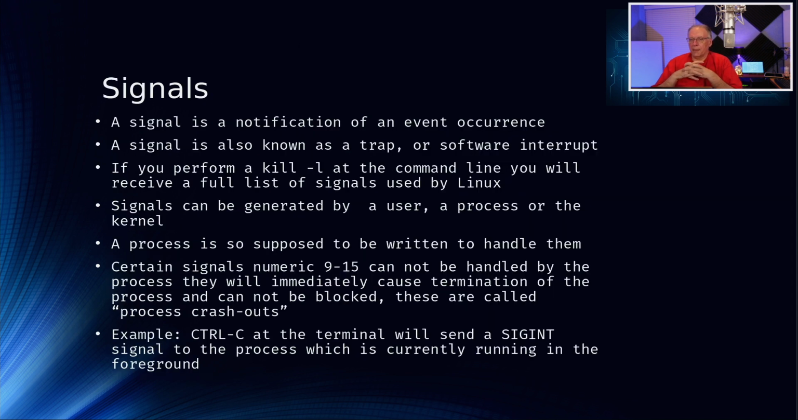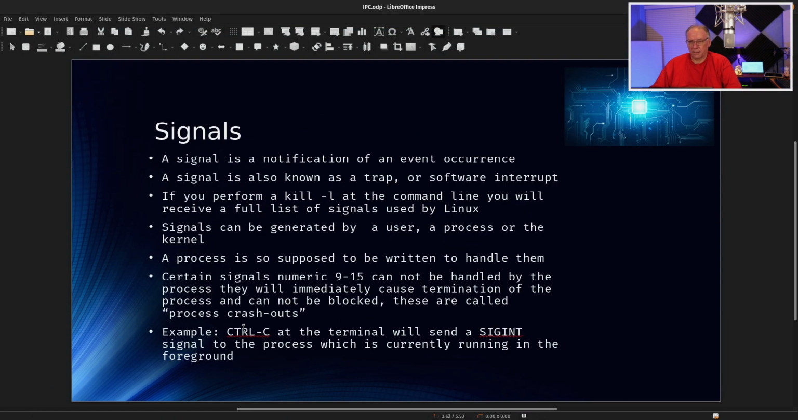The last one is signals. Signals are used as a notification of some event that's occurred. And those are used in the form of a trap or a software interrupt that just out of the blue will send an event notification to your process. And so if you do, let's go back to this again.